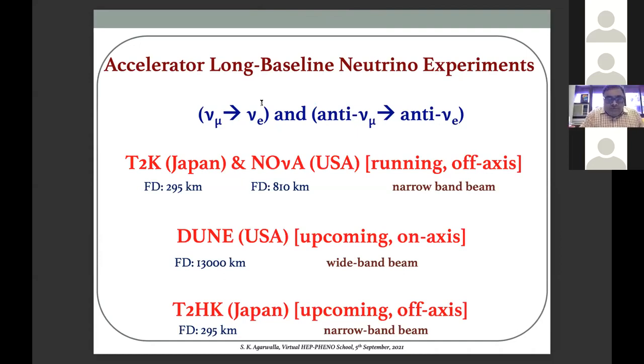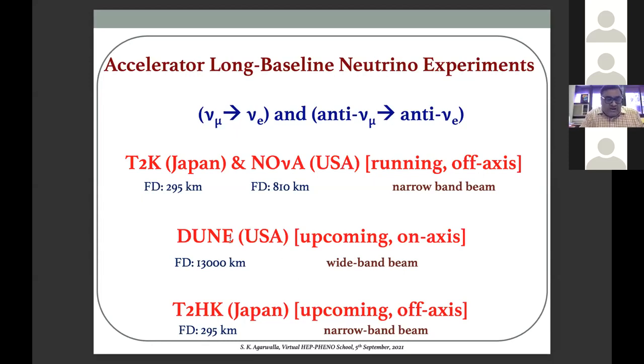So in accelerator long baseline experiments, the main channel is the nu mu to nu e oscillation channel. You also have the nu mu to nu mu disappearance channel. And there are two experiments, T2K and NOvA. They are taking data now, and they are off-axis experiments. What is off-axis? You shoot a beam and you don't put your detector on axis. You put your detector a little bit off. Why? I will explain. And in future, we have DUNE.